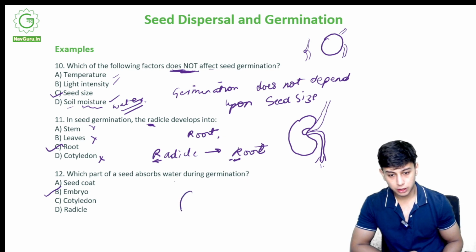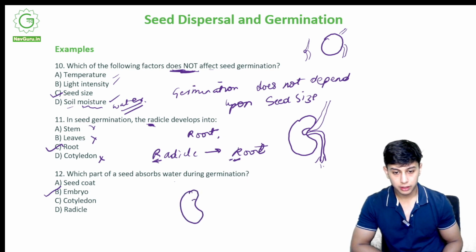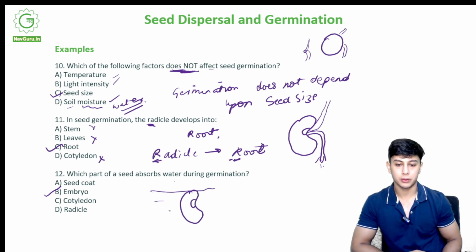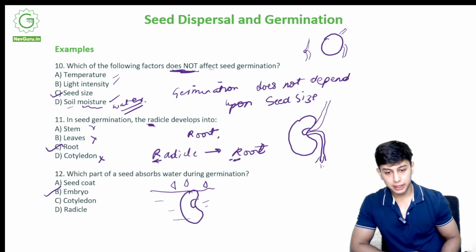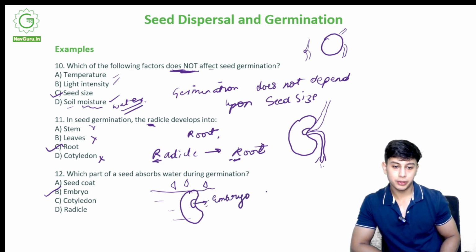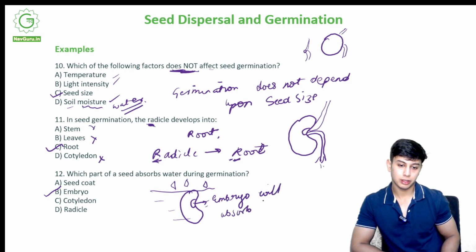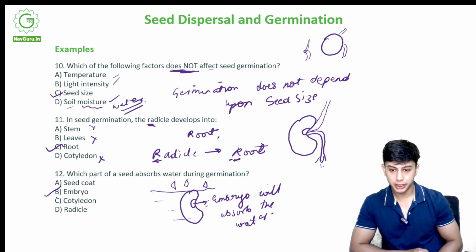For germination to start, suppose it was a normal seed under the ground. Water is coming from the top. It goes inside. Which part will absorb it? It would be the embryo. The embryo will absorb the water. Okay, embryo.